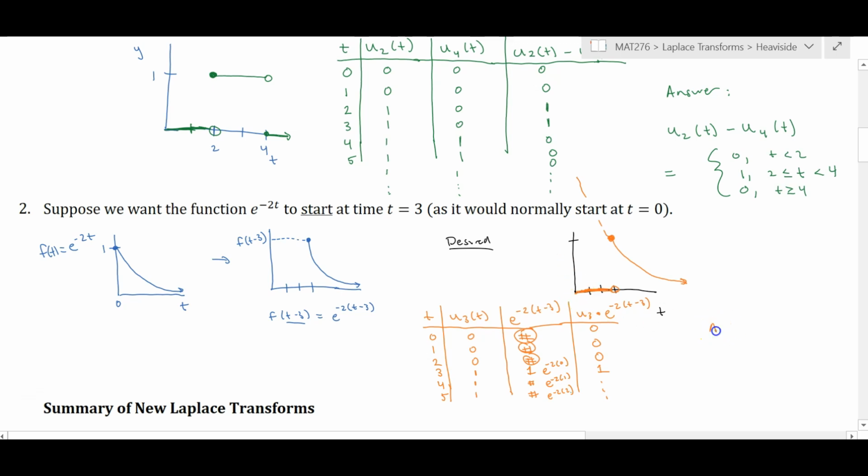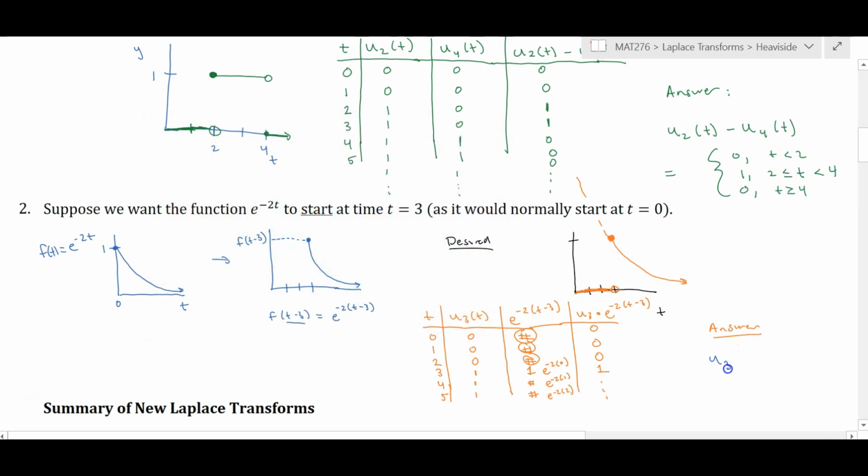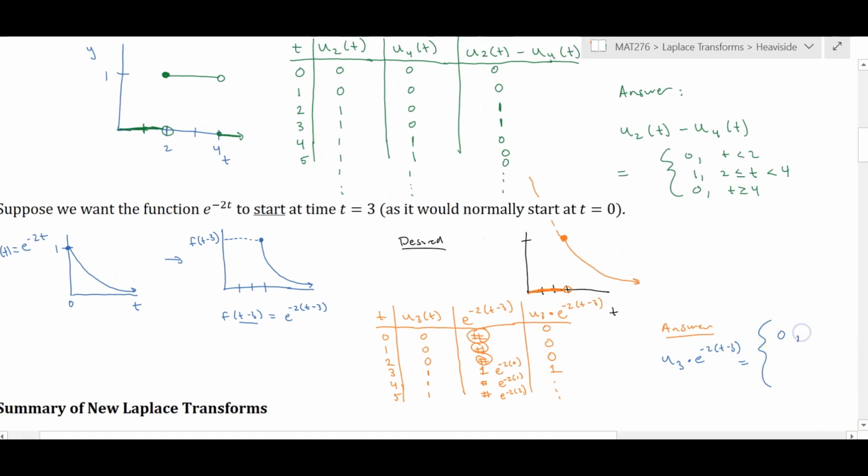So the answer here is that in order to get 0 up until time 3, and then to start getting the values that the function I'm interested in actually outputs, my function in this case would be, maybe I'm not going to use f of t. My answer would be that I want u sub 3 times e to the negative 2 times quantity t minus 3. And as a piecewise function, this will give me 0 before time 3. It doesn't matter what the output of this is, because this quantity right here will always be a 0 as long as time is less than 3.